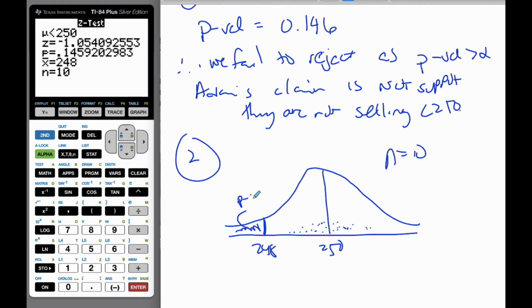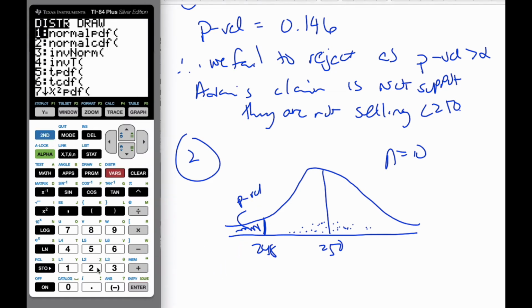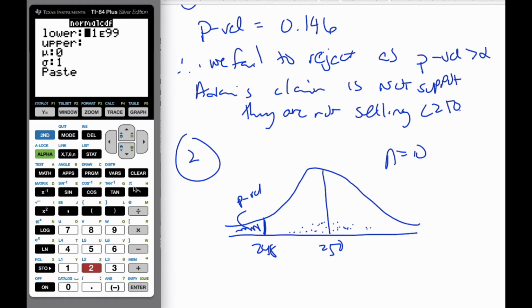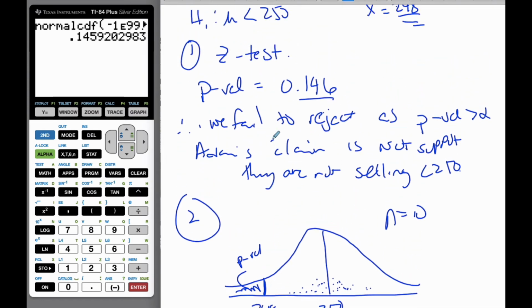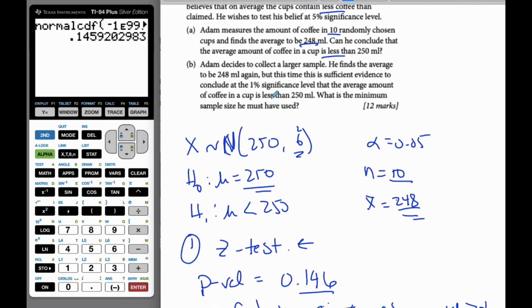This is my p-value. So if I go to my normal distribution, and go normal CDF, I'm going to go from a big negative number up to 248. My mean is 250. But my standard deviation here, I have to divide by the square root of 10, because this normal curve has a standard deviation of groups of 10. This has to be considered. That's the central limit theorem. And when I do that, I again get this p-value here. And so there's two ways to do it. The easiest way for sure is with your z-test.